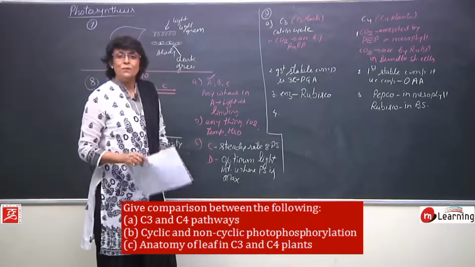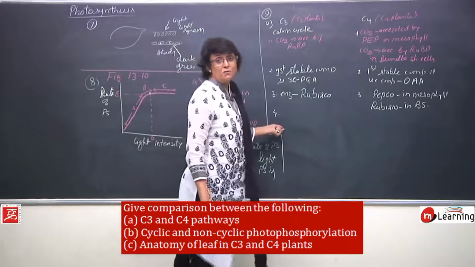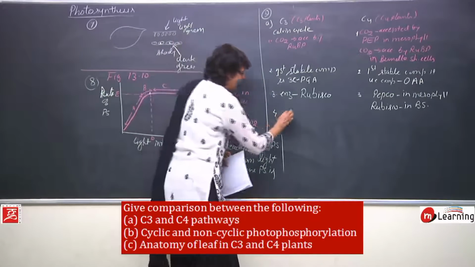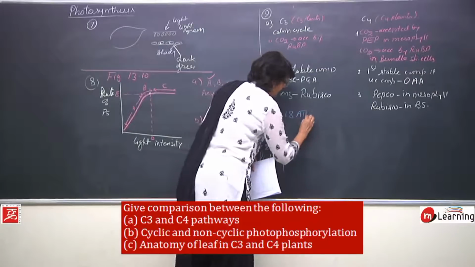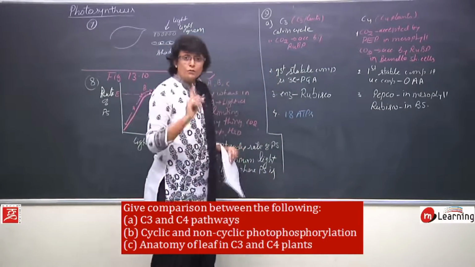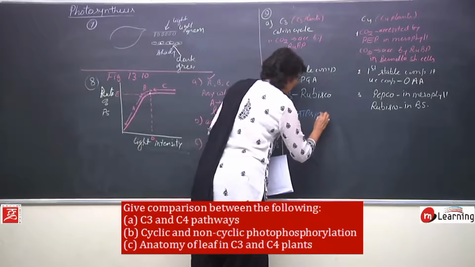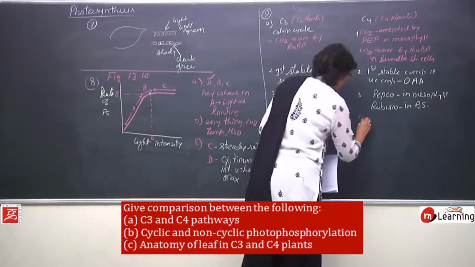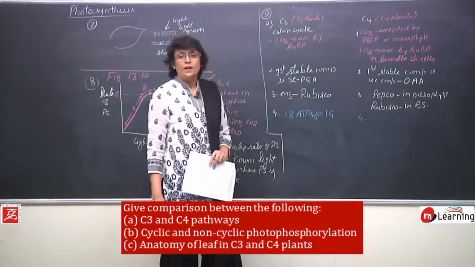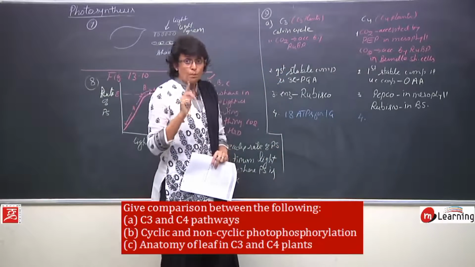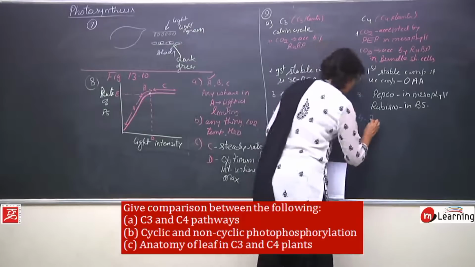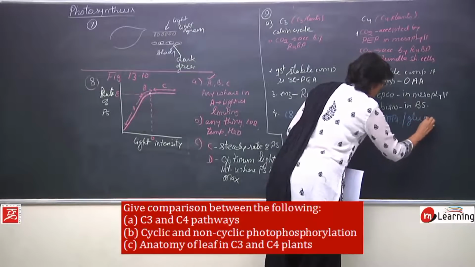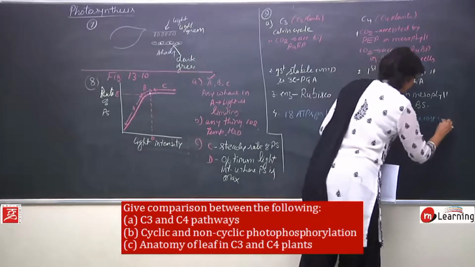How many ATP molecules are required to make one glucose with the help of the C3 cycle? 18 ATPs for one glucose molecule. Whereas in case of the C4 cycle, it is 2 ATPs more per carbon. So, total 30 ATPs per glucose synthesis.